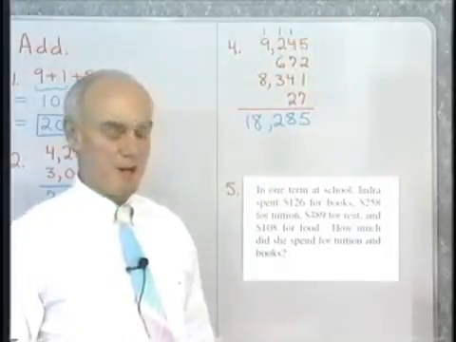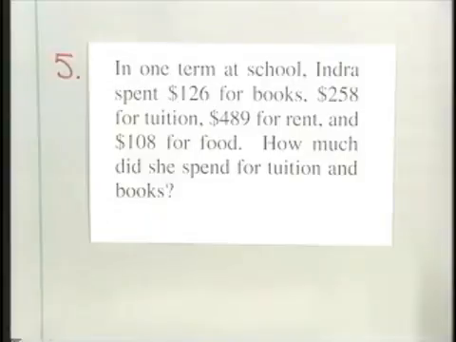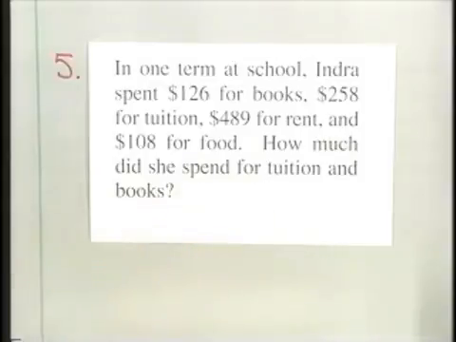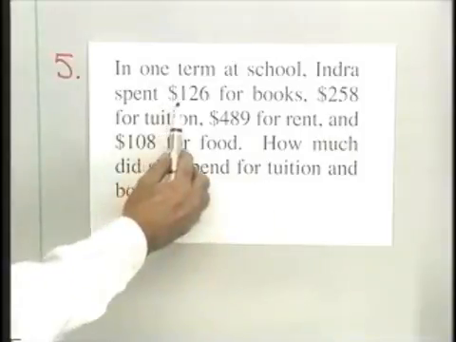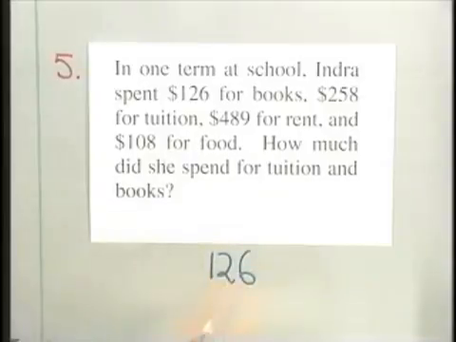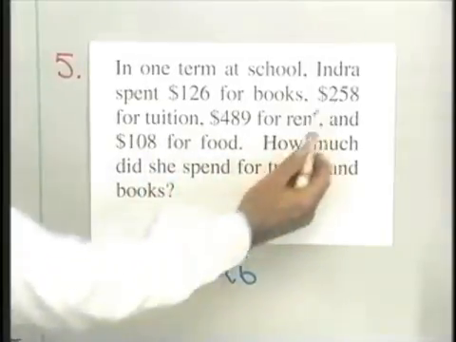Our next problem is a word problem. In one term at school, Indra spent $126 for books, $258 for tuition, $489 for rent, and $108 for food. How much did she spend for tuition and books? Well, if I look up here, I see she spent $126 for books, so I'm going to write down 126 here, and those are dollars. And then I also want to know what she spent on tuition. So tuition was $258.